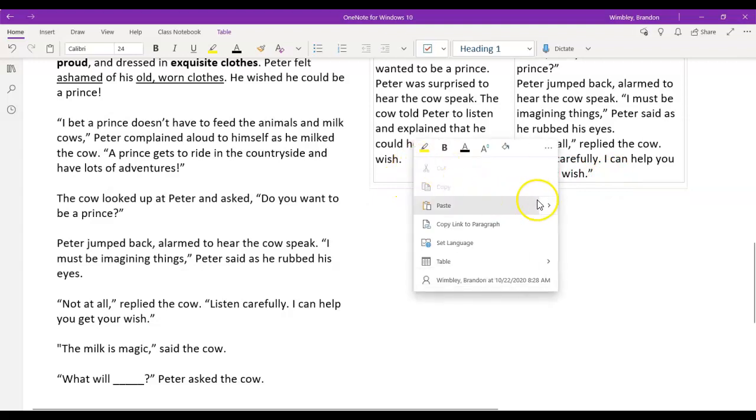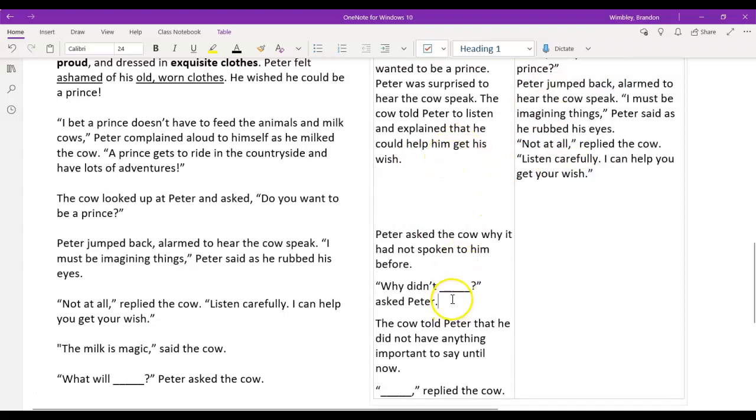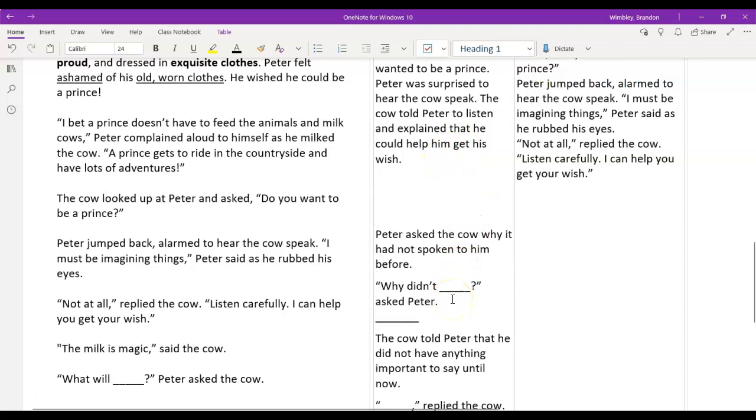Let me see if I did this correctly. Yeah, I did. So I'm going to put a space between these two. And I want you to think, which one do you like better? Peter asked the cow why it had not spoken before. Why didn't you speak before? Which one of those do you think is better to put in our story?